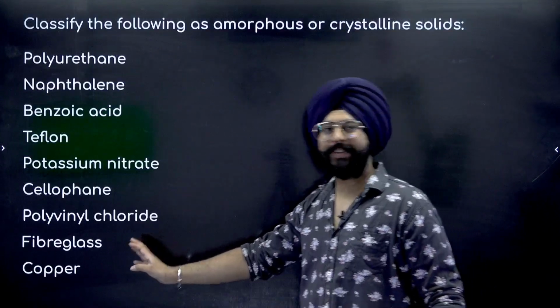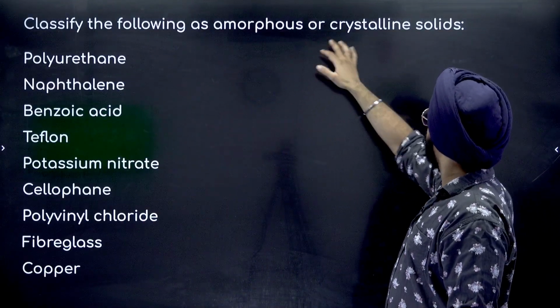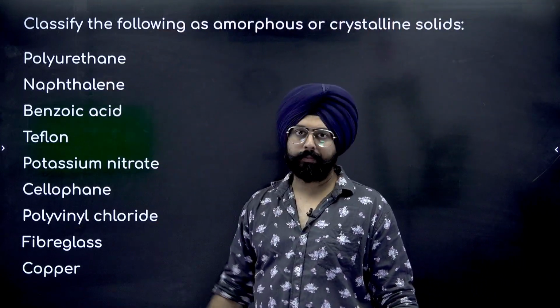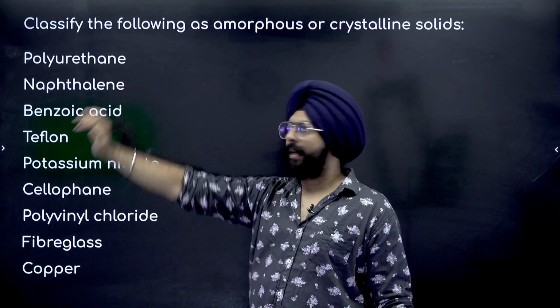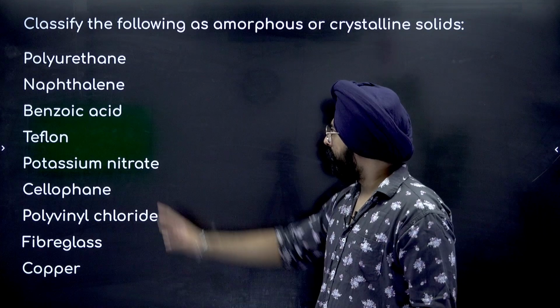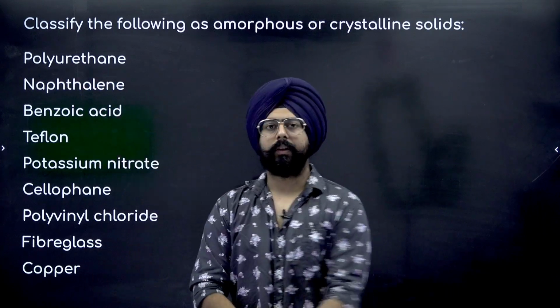Chalo ji. Question. Classify the following as amorphous or crystalline solids. Polyurethane, naphthalene, so on and so forth. I'll solve the first 4 for you. The rest are your homework. I'll tell you how to do the homework later. But first of all, polyurethane. What is polyurethane?